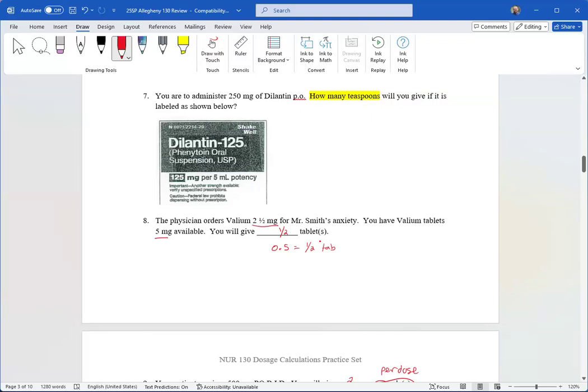And then this one, keep in mind, what are they asking for? A lot of times this question gets missed because you write the correct answer in milliliters, but they asked how many teaspoons would you administer. So 250 over the 125 times the 1 teaspoon equals 2 teaspoons. Remember, even though it says 5 ml, 5 ml is equal to 1 teaspoon, which is why I just interchanged that.